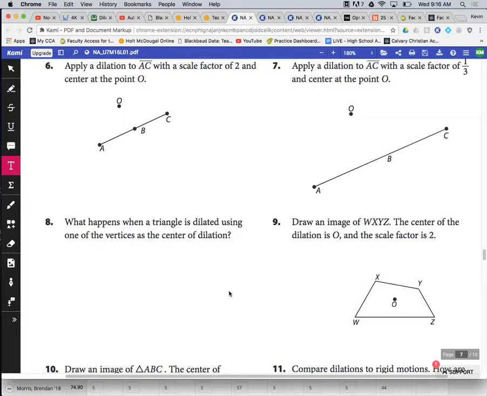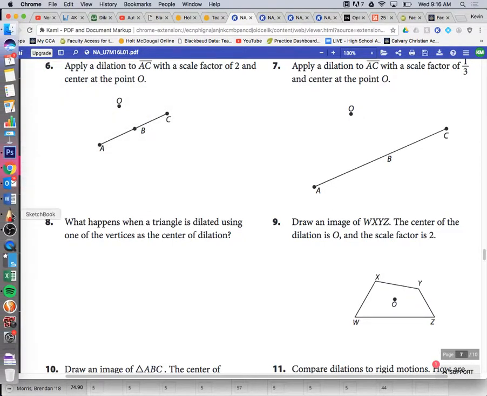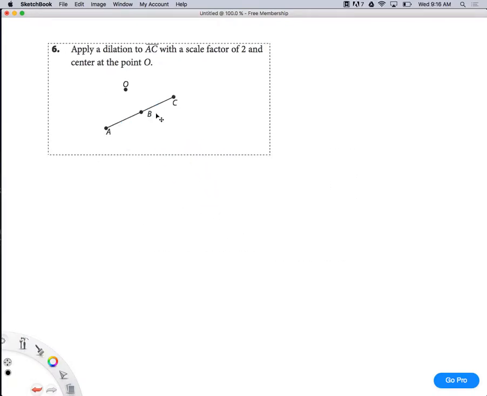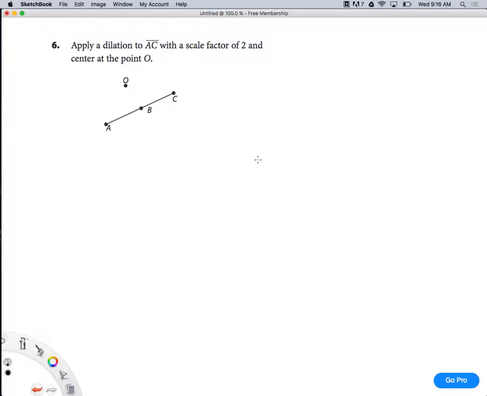Let's take a look at this. Number 6 says apply dilation to AC with a scale factor of 2 and the center at point O. I straight up didn't tell you how to do this, and honestly, I'm glad I didn't. I hope some of you really thought about this. You couldn't really have done this if you didn't have a measuring tool.